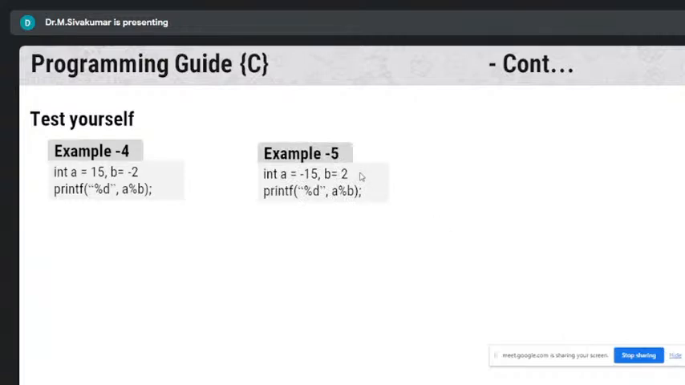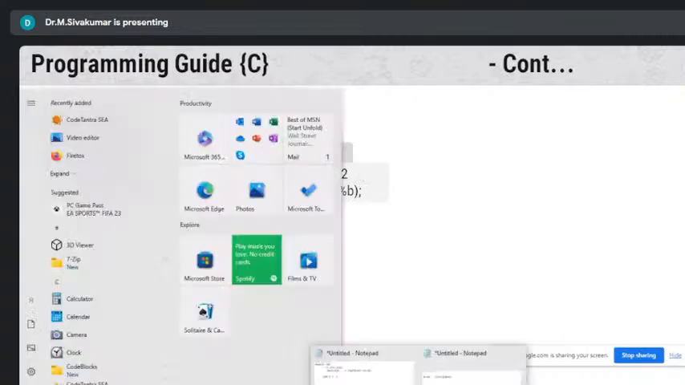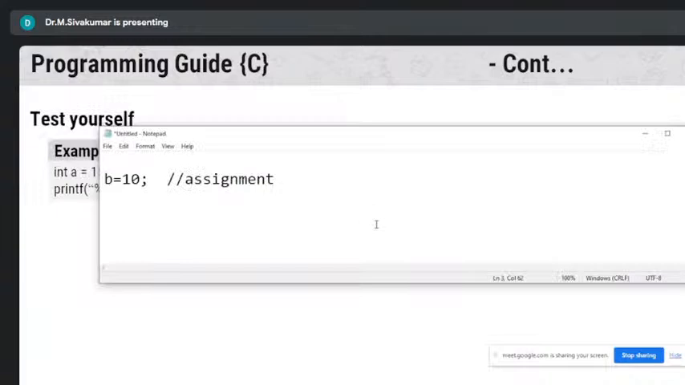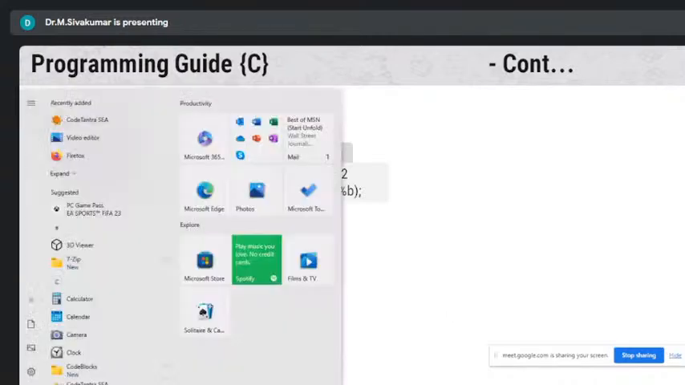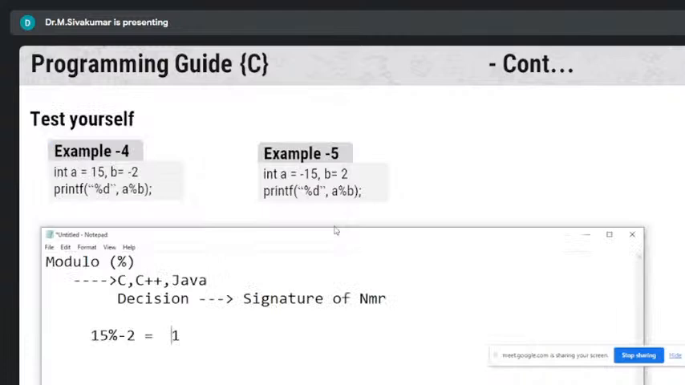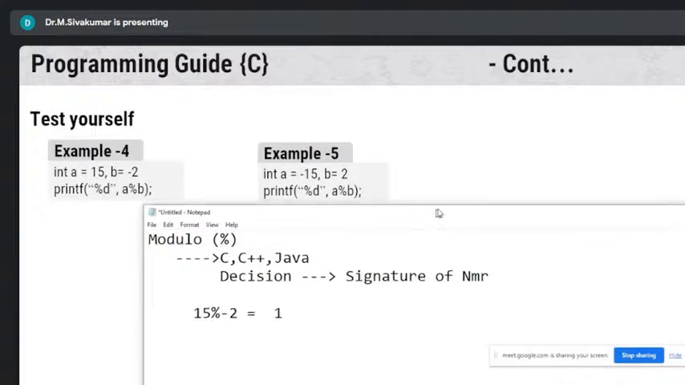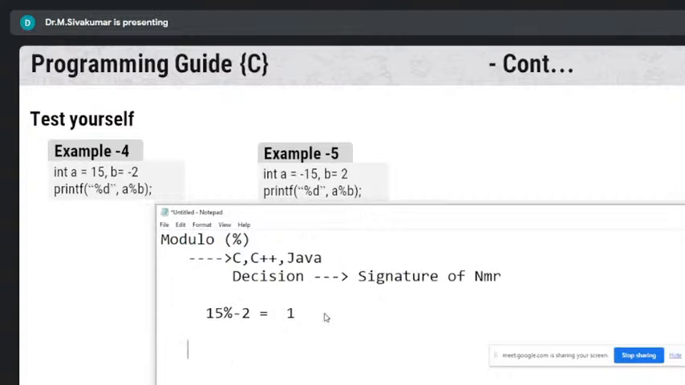You can consider this one also. I hope now you can try this one. Can someone try this one? What may be the answer for this question? The same thing. Minus 1. Yes, sir. Minus 1.